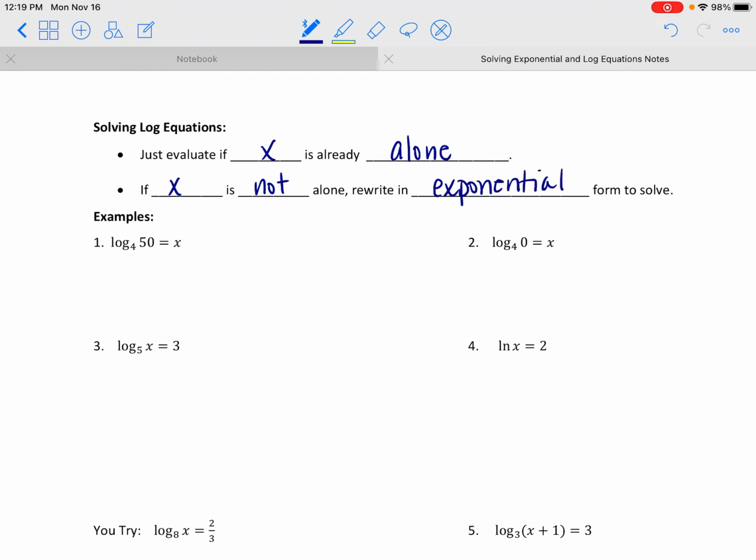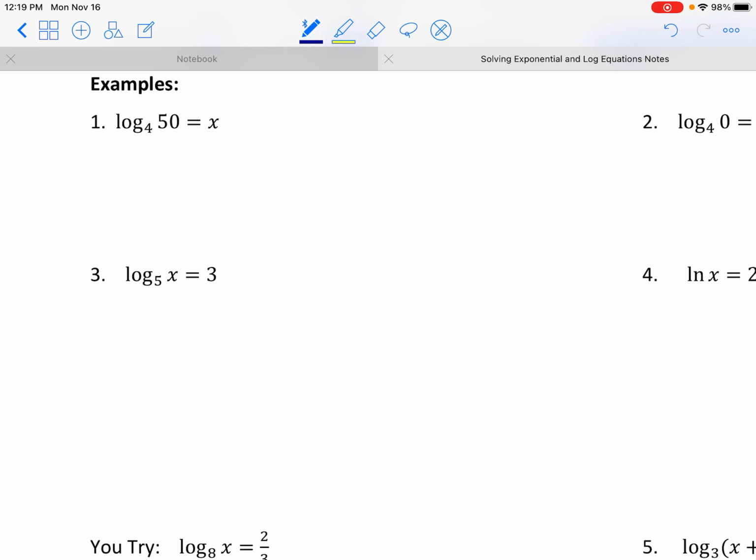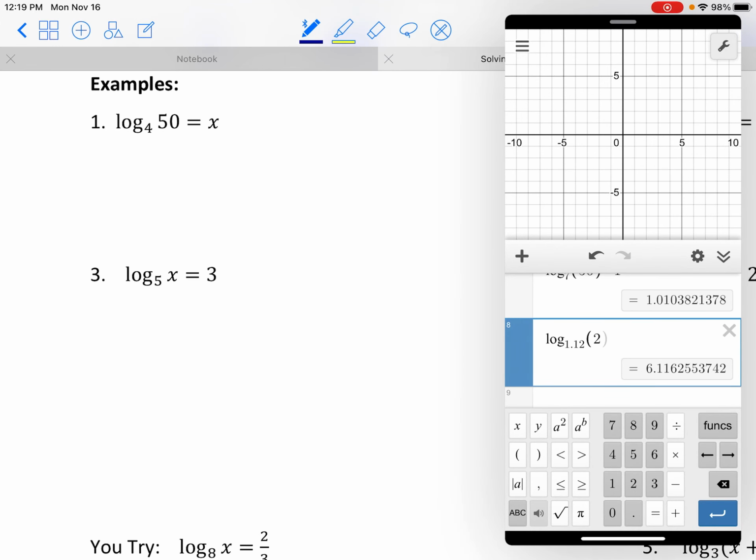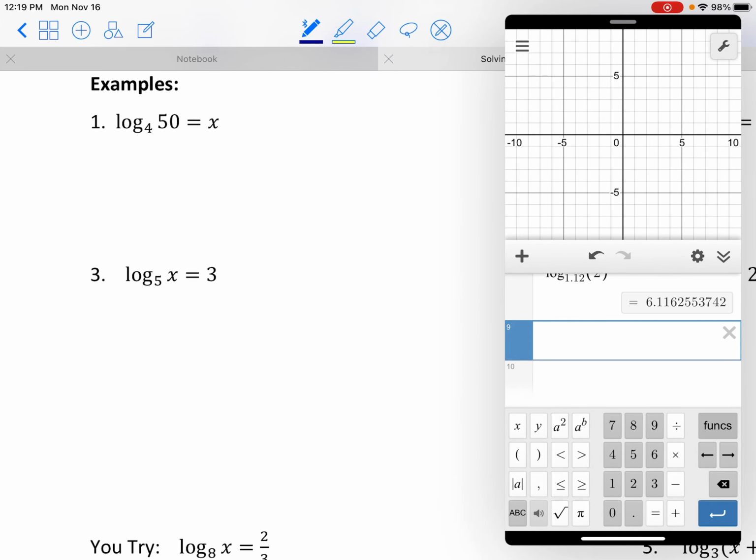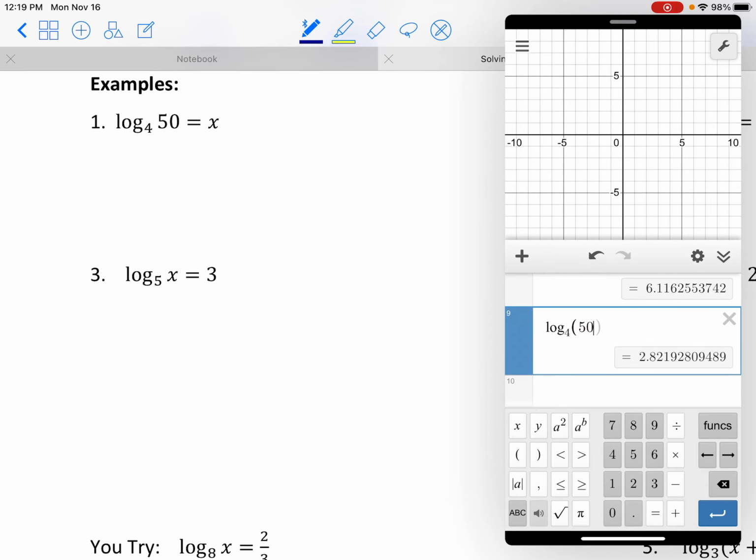If it's exponential, we can rewrite it with the log. If it's log, then we can rewrite it with an exponential and try to go from there. So this is something that we can evaluate. X is already by itself on number 1. So what is the log base 4 of 50? It's approximately 2.8. So we're going to say x is approximately 2.8. Nothing to solve for there. X is already by itself.